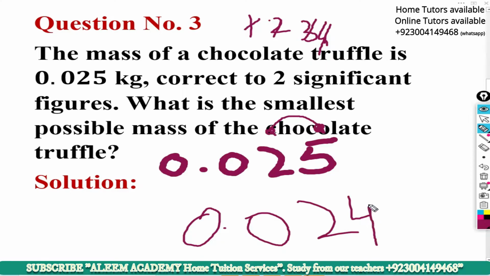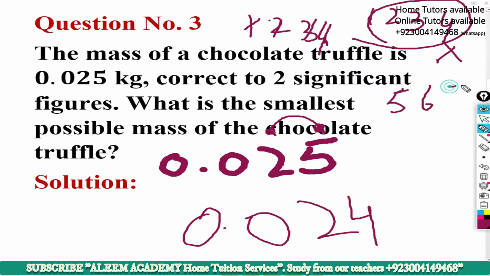Now what can be the next number after 4? The next number after 4 can be 1, 2, 3, 4. Can these numbers? No, never. Why not? Because if there will be 1, then we cannot round off 4. If there will be 2, we cannot round off 4. If there will be 3, then we cannot round off 4. If there will be 4, we cannot round off the number 4. We can round off this number 4 only if there will be 5, 6, 7, 8 or 9.